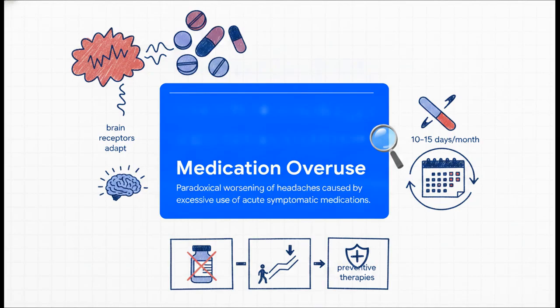Now, sometimes you'll encounter a really tricky clinical scenario where the patient's own treatment actually becomes the driver of the pain. We're talking about medication-overuse headache. When patients take acute medications, like triptans, combination analgesics, or opioids, for more than 10 to 15 days a month, their brain receptors adapt. This causes a paradoxical rebound headache. The treatment here is tough but necessary. It requires careful patient education and gradually withdrawing that offending medication, all while bridging them with appropriate preventive therapies.